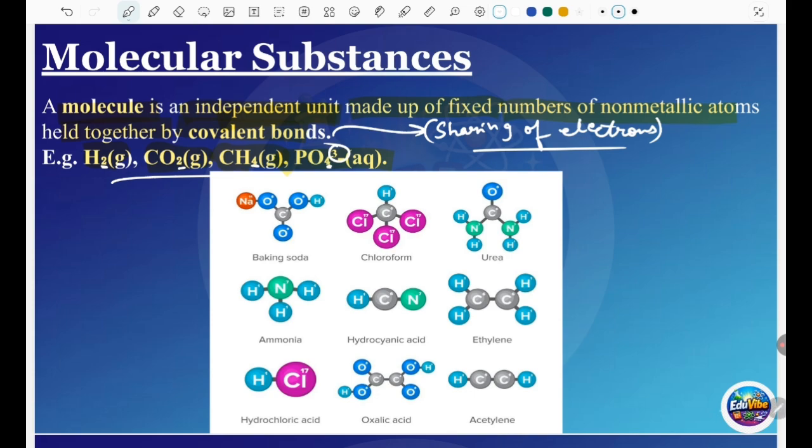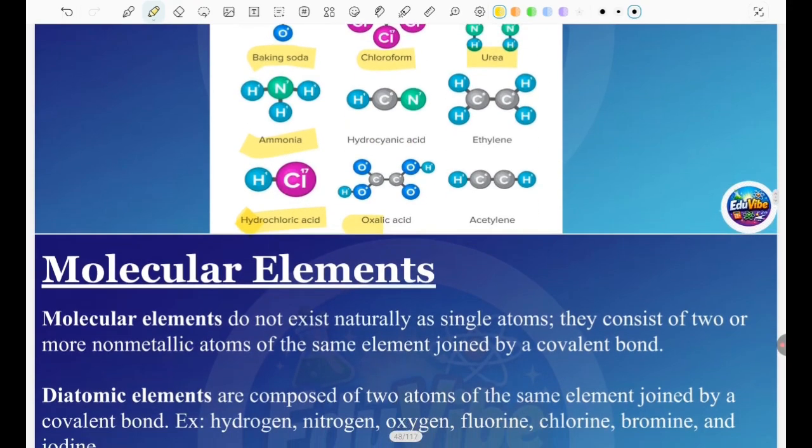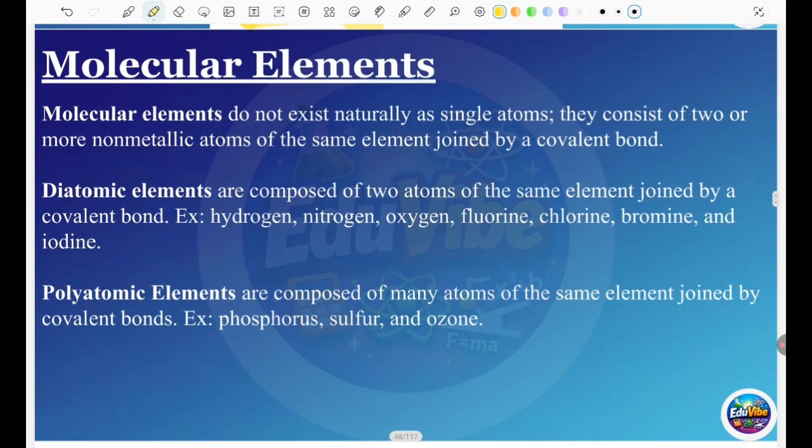We can see examples like baking soda, chloroform, urea, ammonia, and hydrochloric acid. These are things we have to know, as they are terms you discuss on a regular basis. These are all molecular substances, and some of them are in our body too. So you have to know what molecular substances are, and molecular substances also have their molecular elements. Later on, they also have their compounds too.